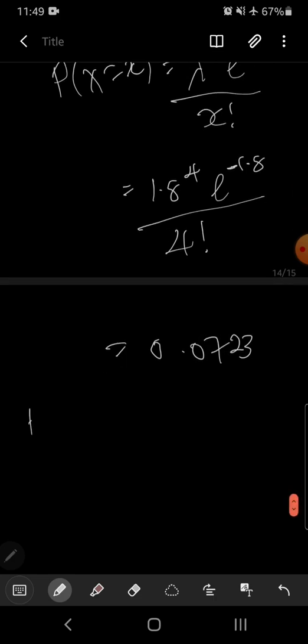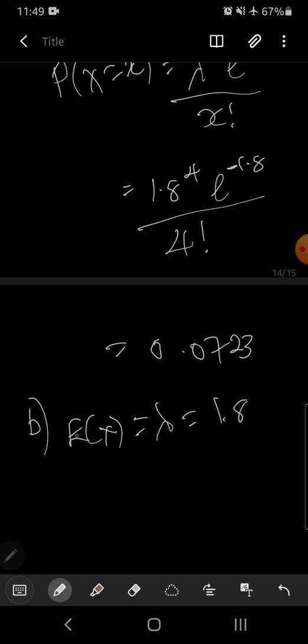In the second question of this example, we need to find the expected value, which is just lambda, and it's 1.8. The standard deviation is just the square root of lambda. It's the square root of 1.8, and our answer is 1.342.